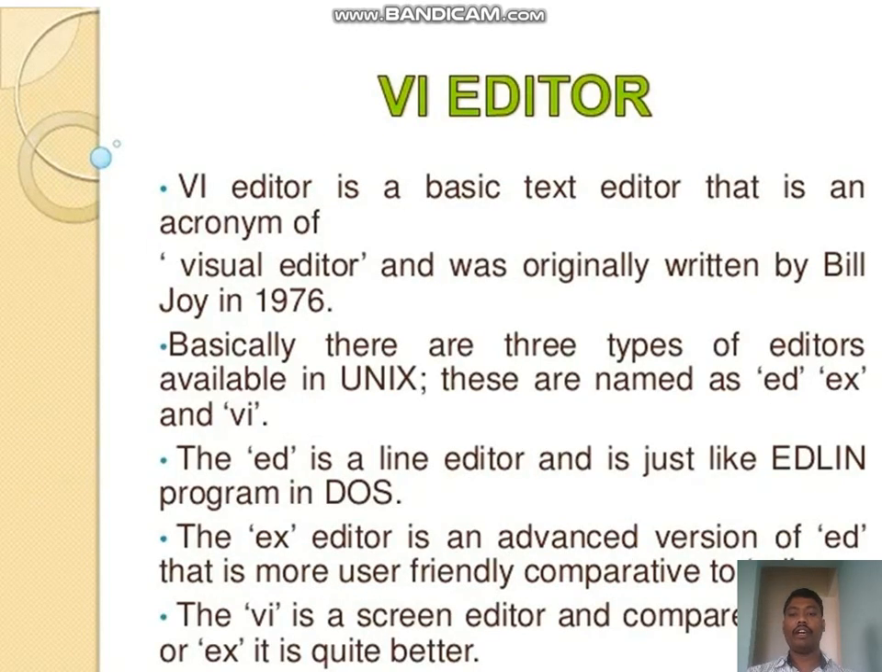VI Editor is a basic text editor. VI is an acronym of Visual Editor and was originally written by Bill Joy in 1976. Basically, there are three types of editors available in Unix. These are named ED, EX, and VI. The ED is a line editor, just like the line program in DOS. The EX editor is an advanced version of ED that is more user friendly compared to the other editors. The VI is a screen editor and is quite a bit better compared to EX.